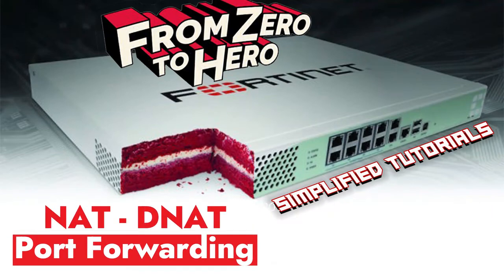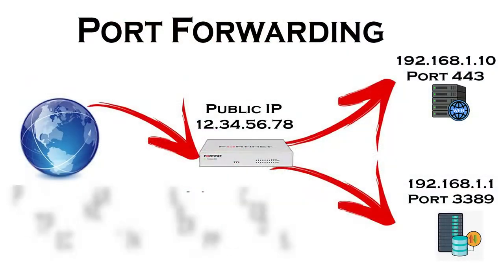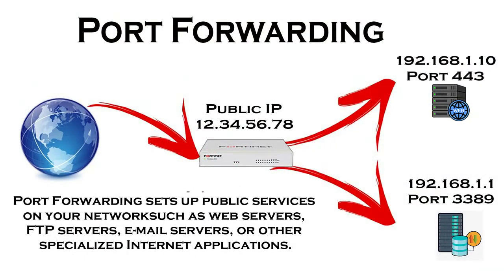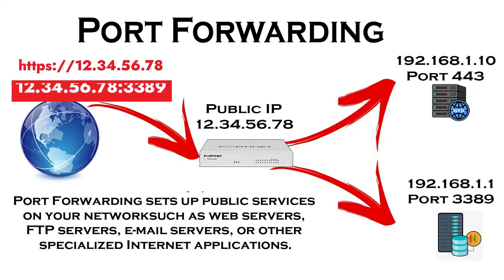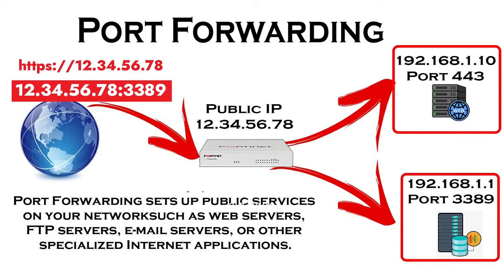Today, I will show you how to configure port forwarding on Fortigate Firewall, also known as Destination NAT or DNAT. Port forwarding sets up public services on your network such as web servers, FTP servers, email servers, or other specialized internet applications. When users send this type of request to your network via the internet, the Fortigate Firewall will forward these requests to the appropriate computer or device.